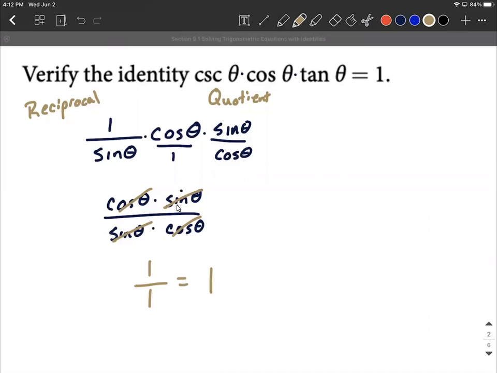Of course, 1 divided by 1 makes 1. Therefore, we've verified this identity. We've got it to looking just like the right-hand side. So hopefully this makes sense. As you go through step by step, I like replacing everything in terms of sine and cosine, and then just using algebra skills to simplify down from there.